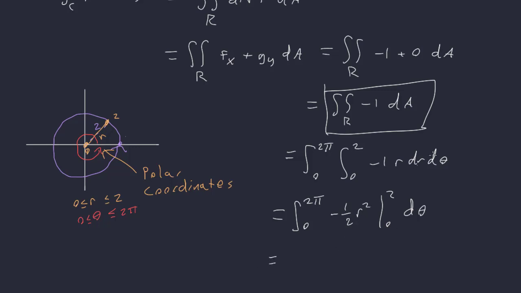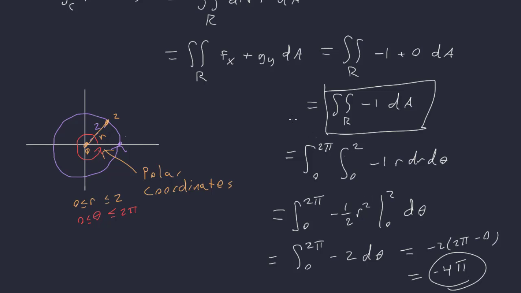And when we plug in the 2, that's a 4, so we end up with the integral from 0 to 2 pi of negative 2 d theta. Now, since we're just integrating a constant, it'll be negative 2 times 2 pi minus 0, or negative 4 pi.